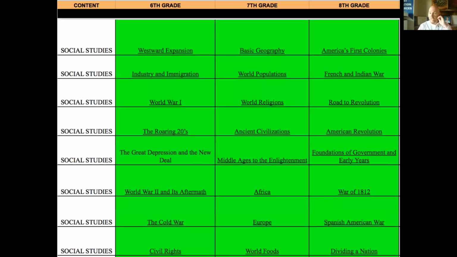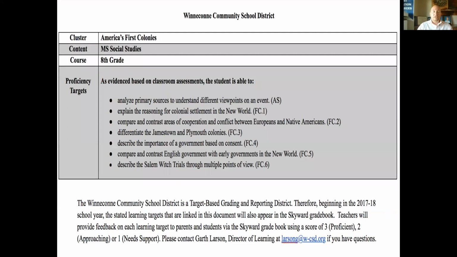Moving along into secondary, some of our secondary teachers, after prioritizing our standards and writing our targets, decided to organize them by unit of instruction. So this is from our middle school social studies, 8th grade social studies. Let's say that the first unit is America's First Colonies. These are the learning targets that are affiliated with America's First Colonies.